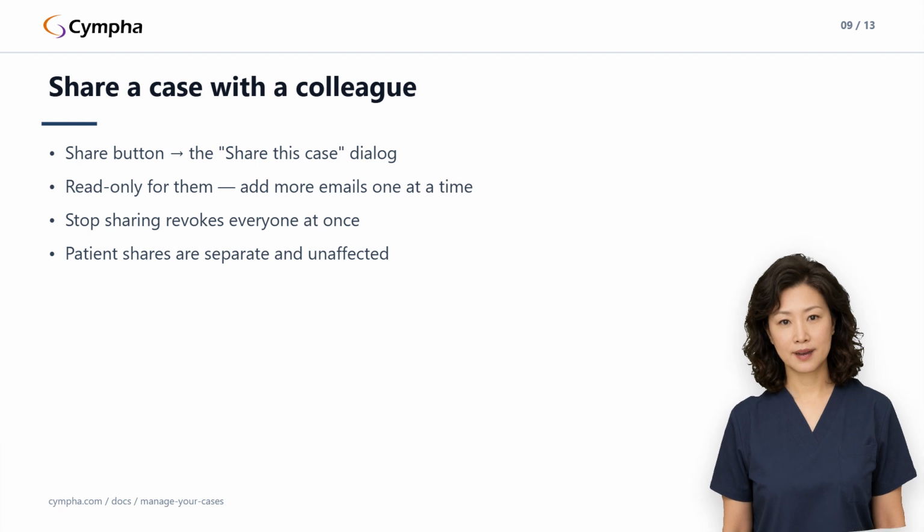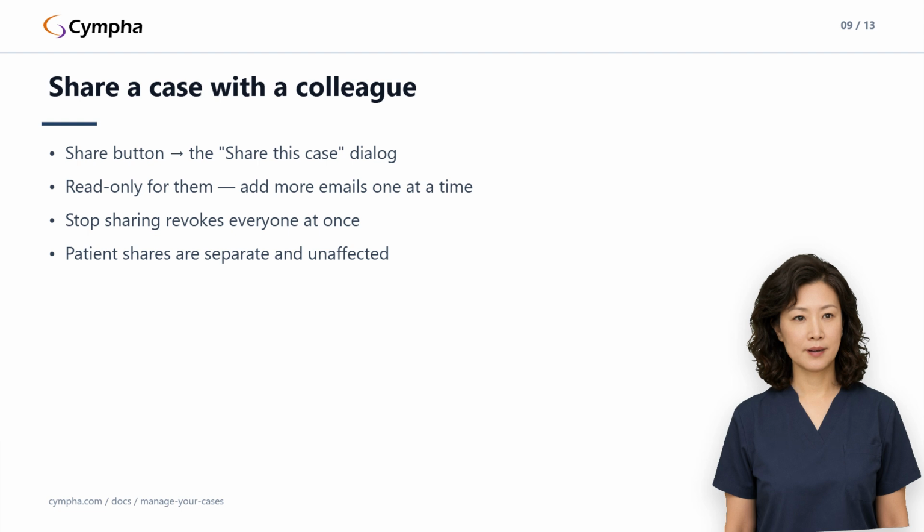You can add several recipients to one case: open share again with another email. Now the important asymmetry: stop sharing revokes everyone at once.